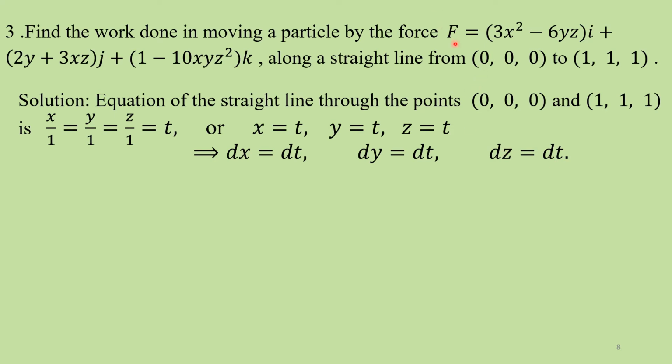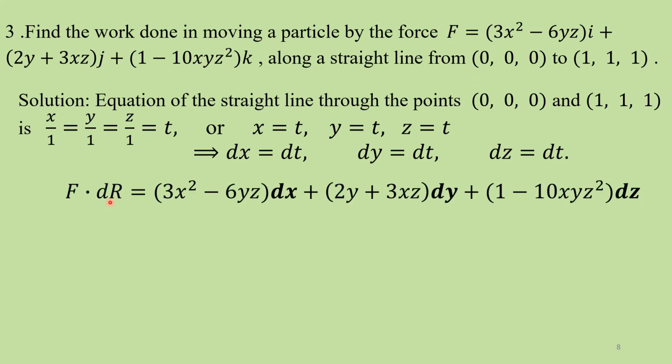Now let me take the dot product between f and dr, where f is given here: (3x² minus 6yz)i plus (2y plus 3xz)j plus (1 minus 10xyz²)k, where dr, all you know, that is dx i plus dy j plus dz k. Dot product is now (3x² minus 6yz)dx plus (2y plus 3xz)dy plus (1 minus 10xyz²)dz. Substitute in terms of t now, x equal to t, y equal to t, z equal to t, dx dy dz becomes dt here.